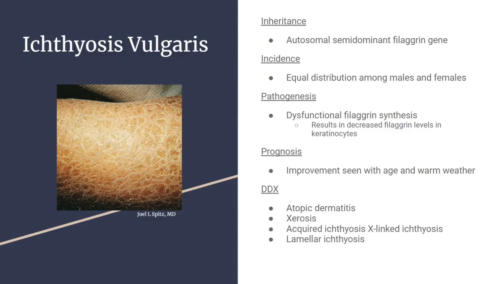Filaggrin then also breaks down to urocanic acid, which is a natural UV blocker, as well as a natural moisturizer. And that in part makes sense, given the disease state here.